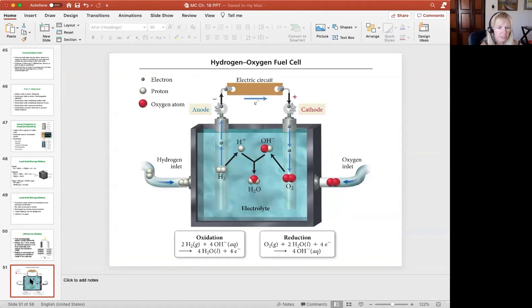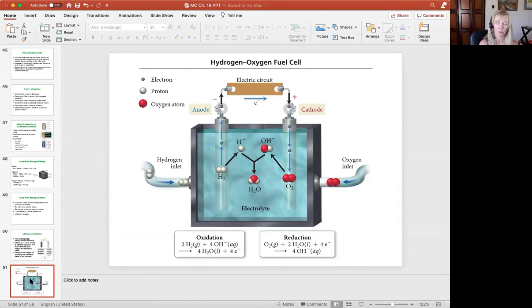On the oxidation half, I have hydrogen gas that's producing water. On the reduction half, I have oxygen gas that's producing hydroxide ions. So I'm having a basic environment. You'll notice that they're not separated. So the anode and the cathode are together in the same system. And then that's going to drive this electrical current here.